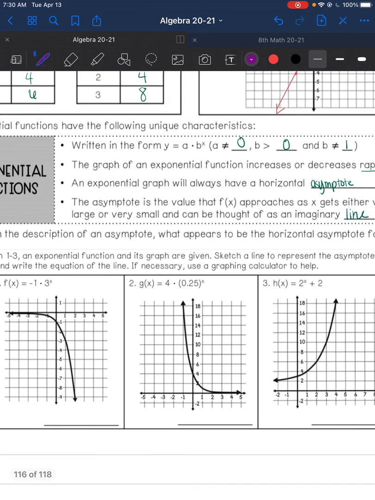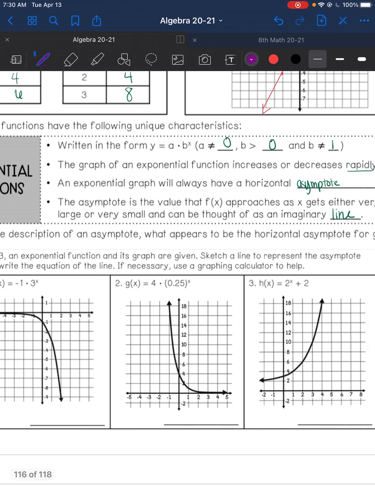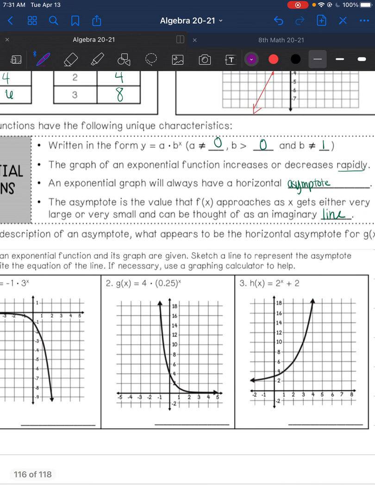So, in 1 through 3, an exponential function and its graph are given. Sketch a line to represent the asymptote and write the equation of the line. If necessary, use a graphing calculator to help. So when we say use a graphing calculator to help, that means look at it to see where it gets really close, but it never crosses.